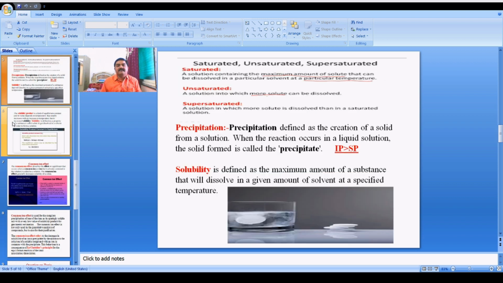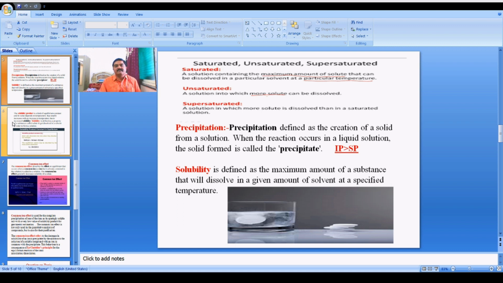There are four terms: saturated, unsaturated, supersaturated, and precipitation. We must know the four definitions before we study the qualitative analysis. Saturated: the solution containing the maximum amount of solute that can be dissolved in a particular solvent at a particular temperature. That means at room temperature.